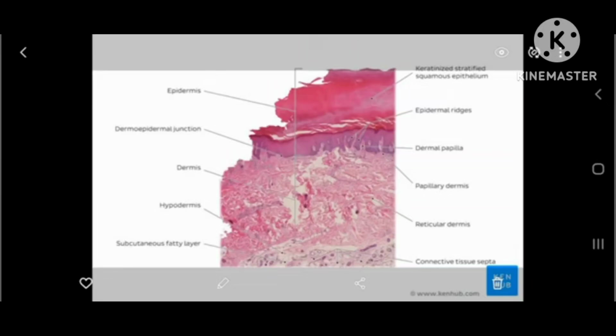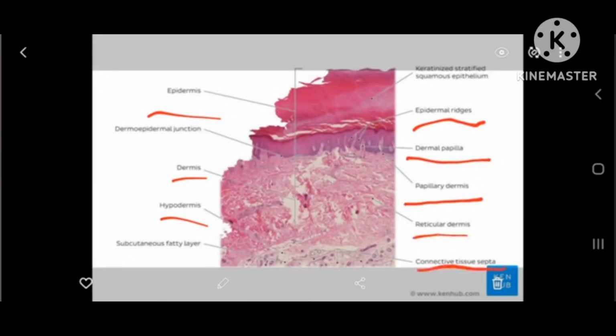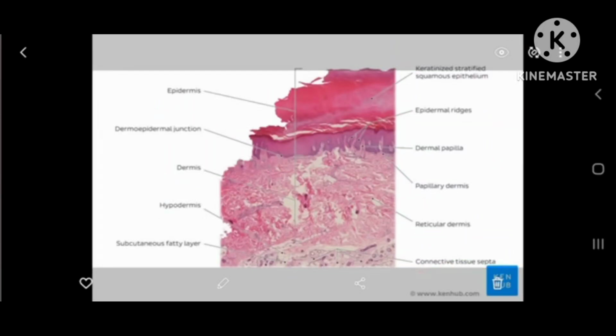So you can see in this diagram more clearly the epidermis, dermis, hypodermis, subcutaneous or fatty tissue, which is basically the epidermis only, the epidermal ridges, dermal papilla, papillary dermis, which is basically the same term, reticular dermis, and connective tissue septa. Let me show you another diagram.